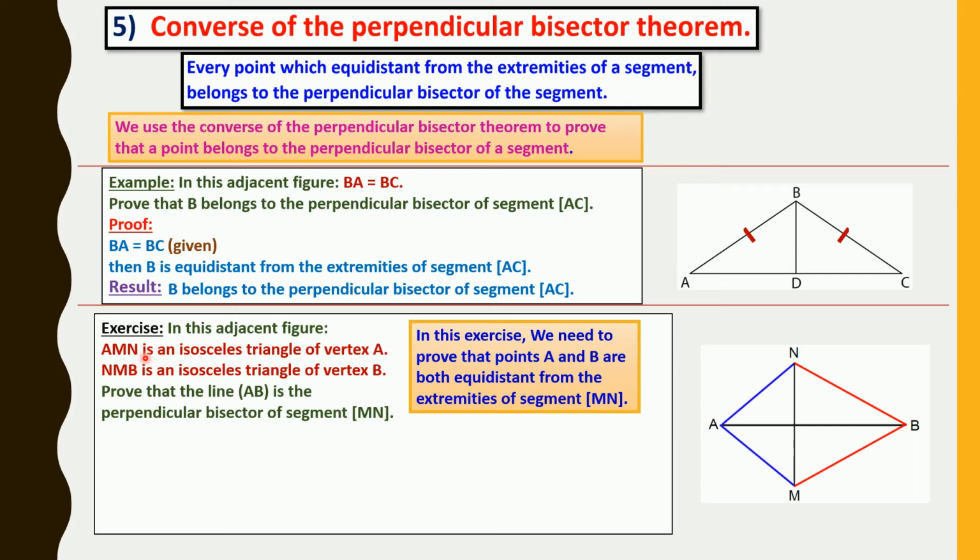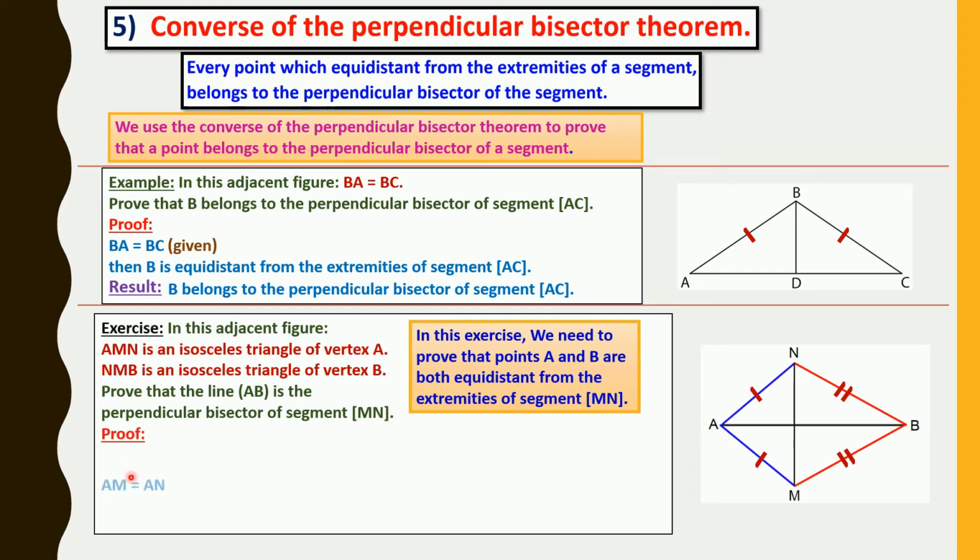By using the property of the isosceles triangle, we can claim that AN equals AM. They represent the legs of this isosceles triangle. Same for point B. We can claim that BM equals BN, legs of the isosceles triangle NMB of vertex B. So AM equals AN and BM equals BN.